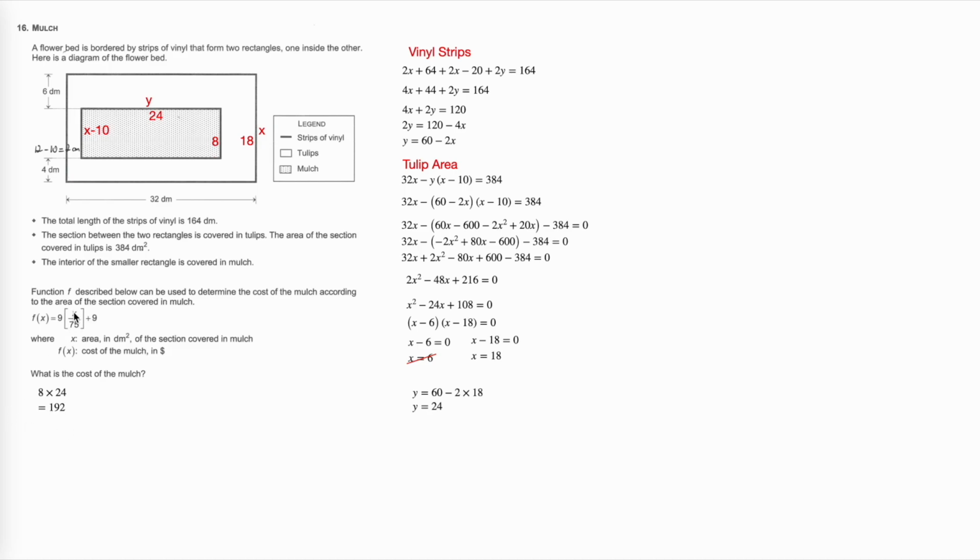That's our x in the greatest integer function. The greatest integer of 192 divided by 75. 192 divided by 75 is 2.56. The greatest integer of 2.56 is 2. So we have 2 times 9 is 18, plus 9 is 27. How much does the mulch cost? The mulch is going to cost $27.